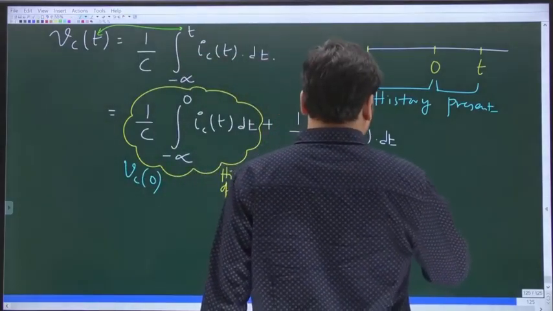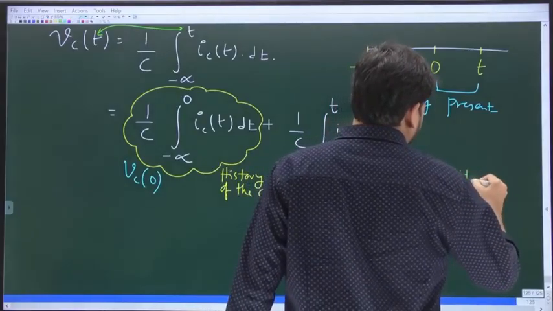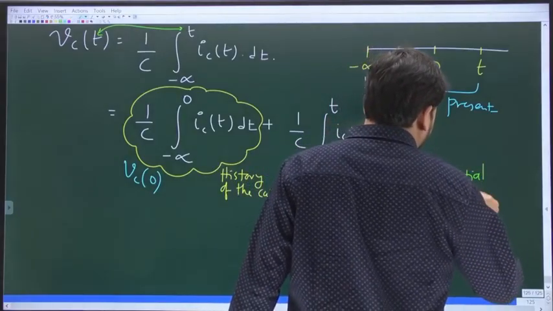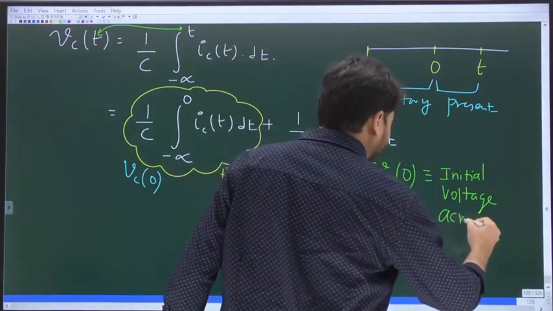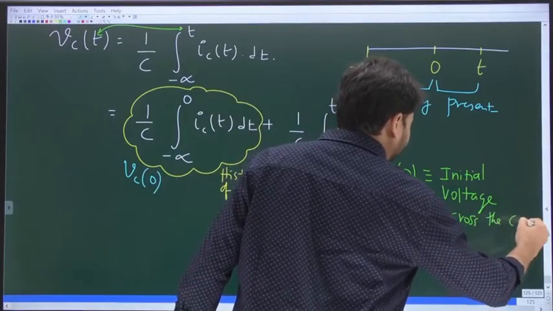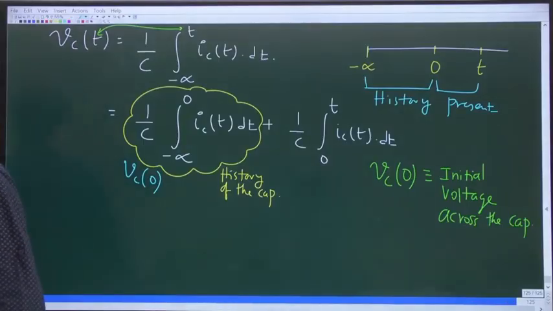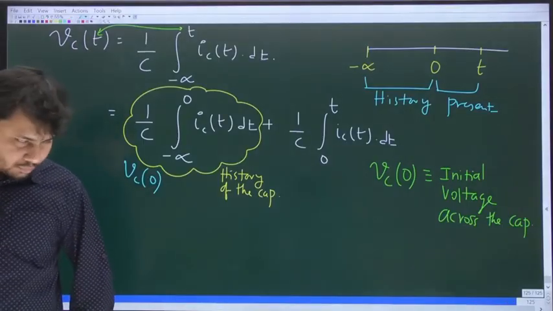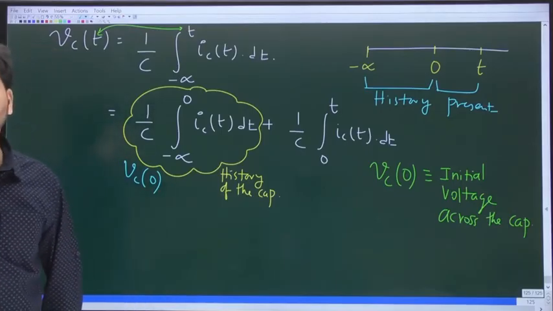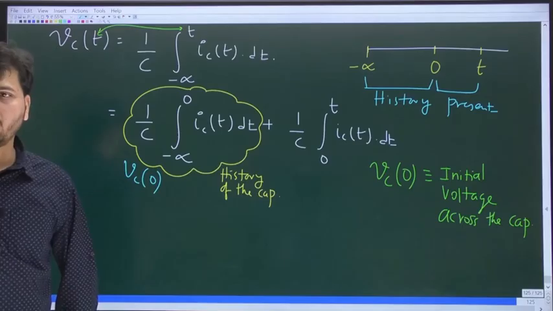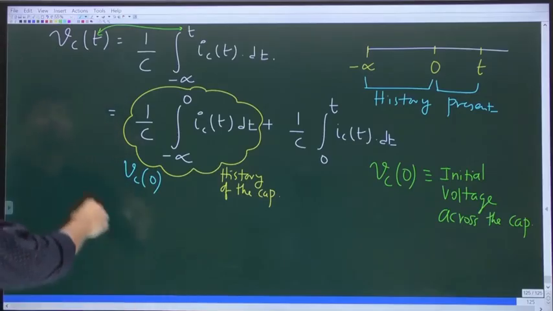So Vc of 0 is called the initial voltage across the cap. Vc of 0 is the initial voltage across the cap. Understood?